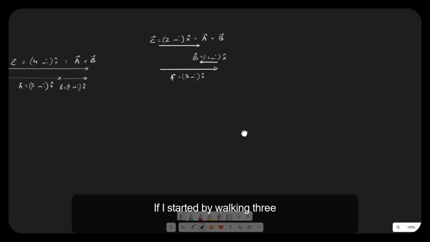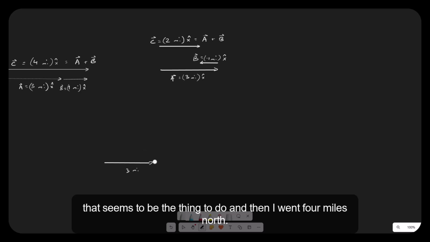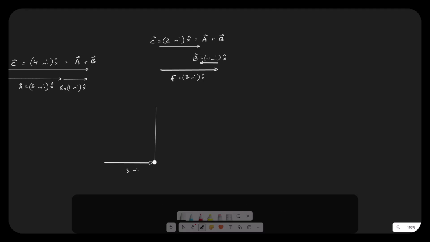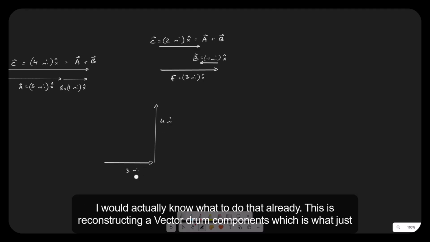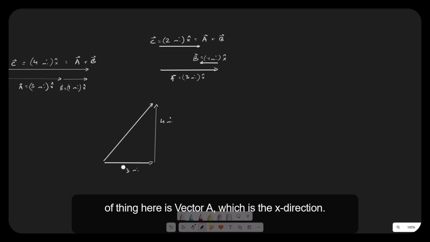If I started by walking 3 miles east, because that seems to be the thing to do, and then I went 4 miles north, I would actually know what to do with that already. This is reconstructing a vector from components, which is what we just did. We would say this is the same as doing this sort of thing.